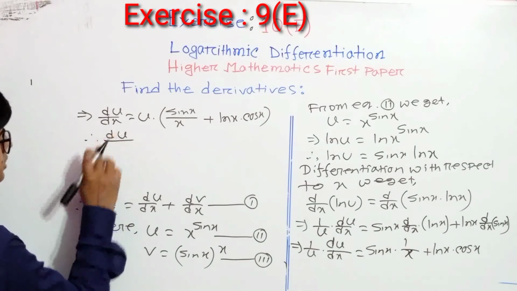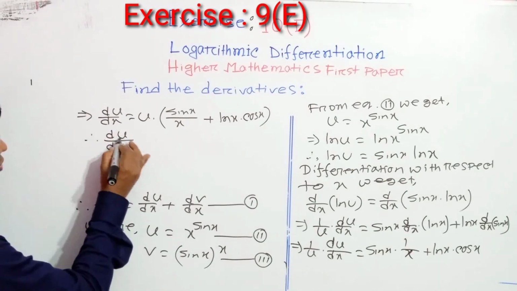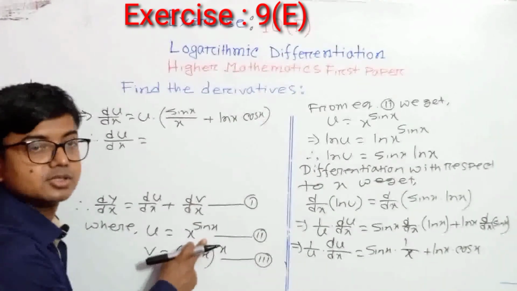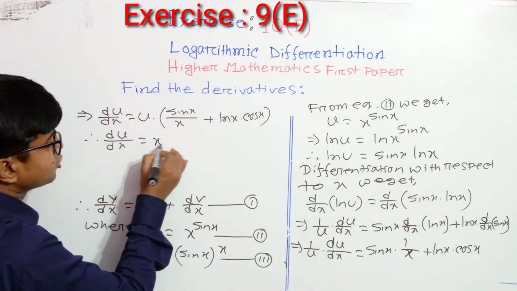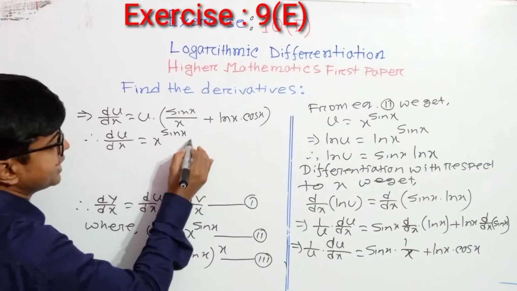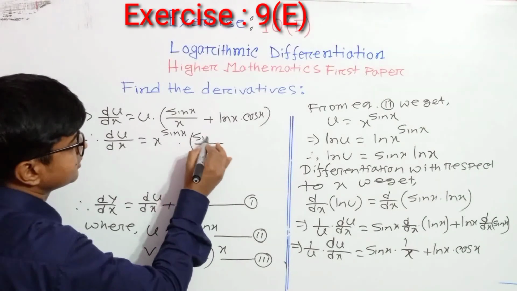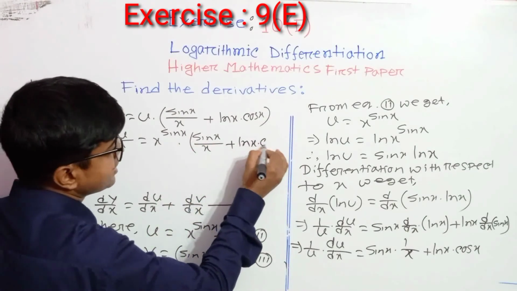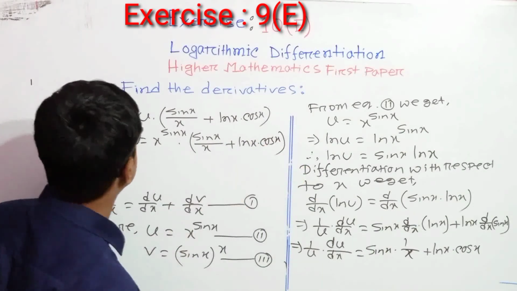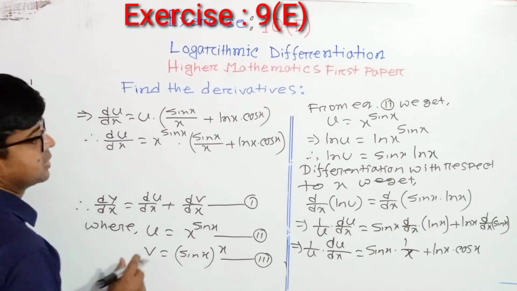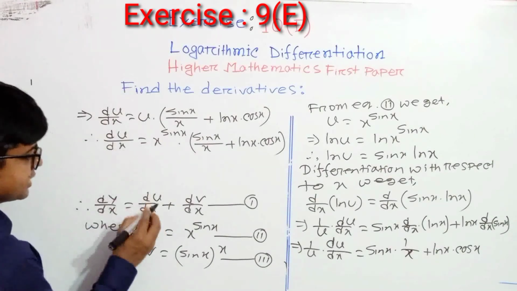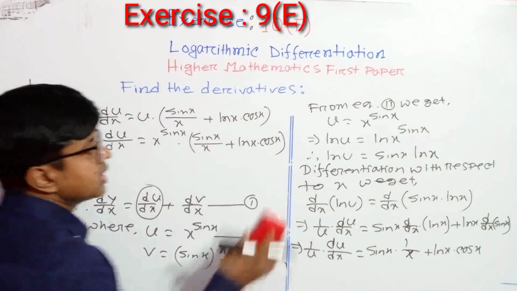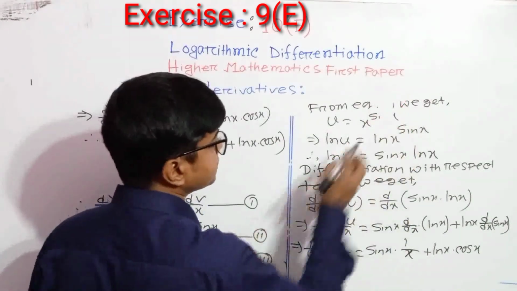And u equals to x to the power sin x, therefore d dx of u equals to x to the power sin x into sin x by x plus ln x cos x. Here this is the result of d dx of u.